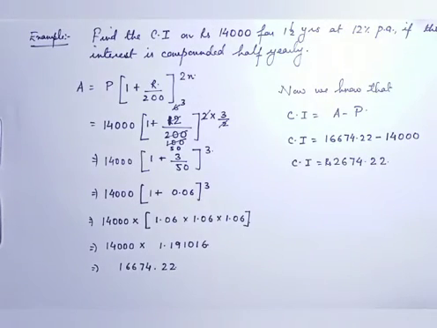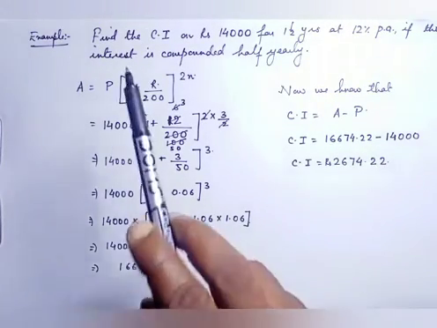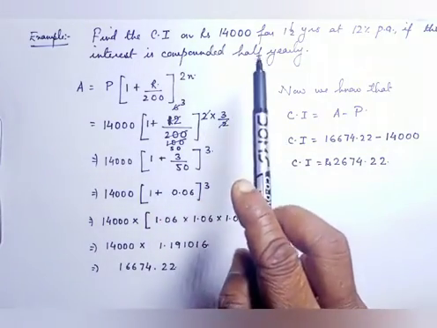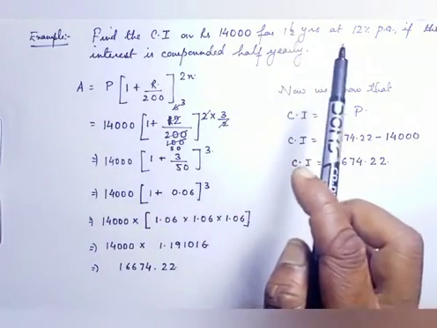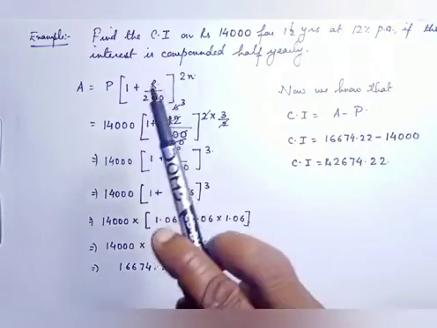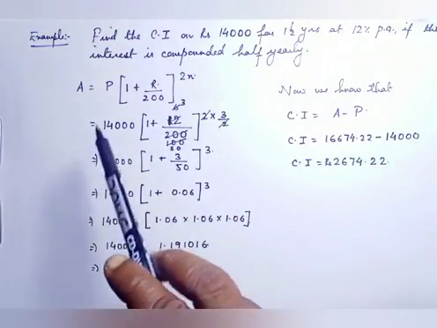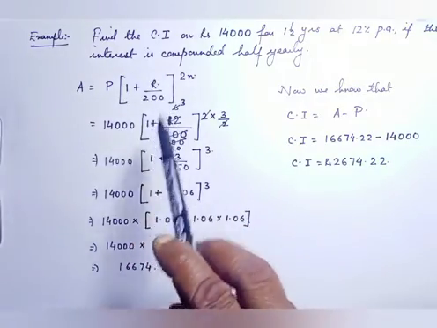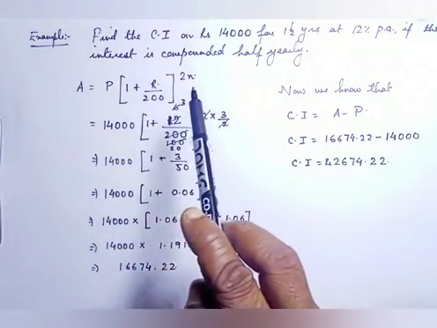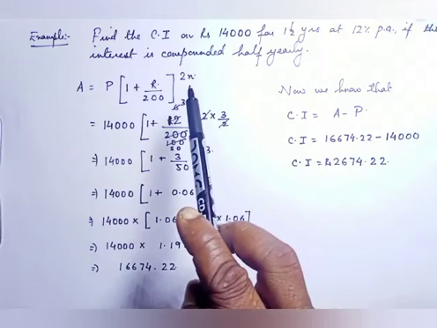Let us move to the last example of this chapter, that is find the CI on rupees 14,000 for 1.5 years at 12% per annum if the interest is compounded half yearly. As we all know, amount is equal to P into 1 plus R upon 200 to the whole power 2n is the formula for half yearly.